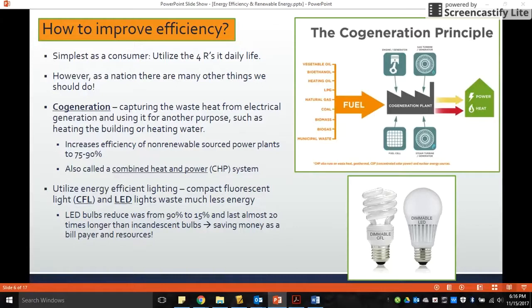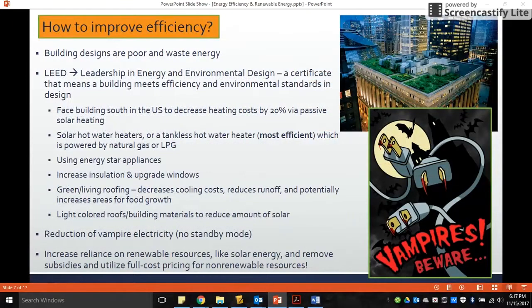We can also personally increase the efficiency of our homes from converting our incandescent light bulbs to CFL or LED lights. So we have our CFL, those are our swirly lights that you put in your house, or LED lights over here. LED are going to be our most efficient light bulbs because they do reduce our waste heat to 15%, which is really awesome. And they also save you a lot of money when you put them in your homes.